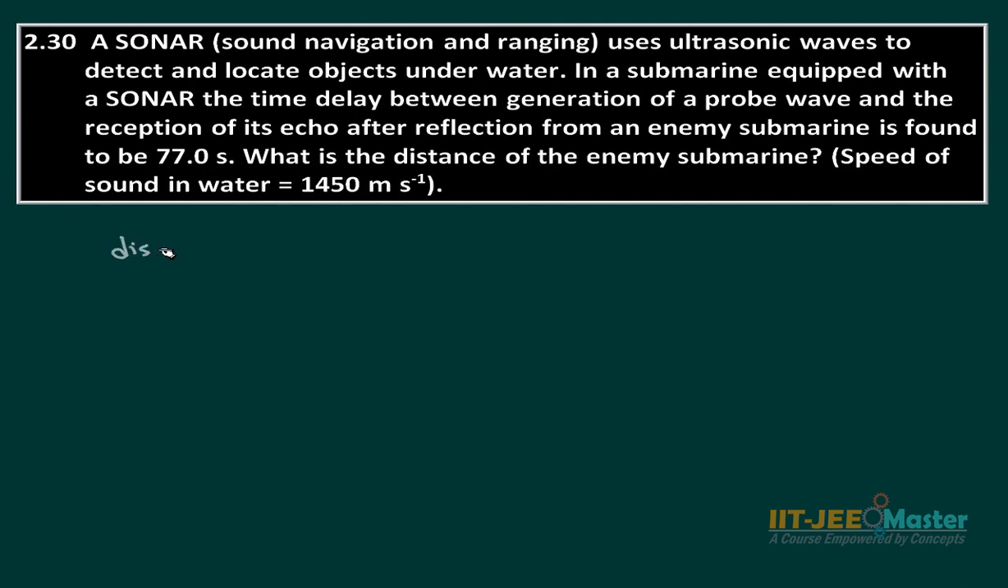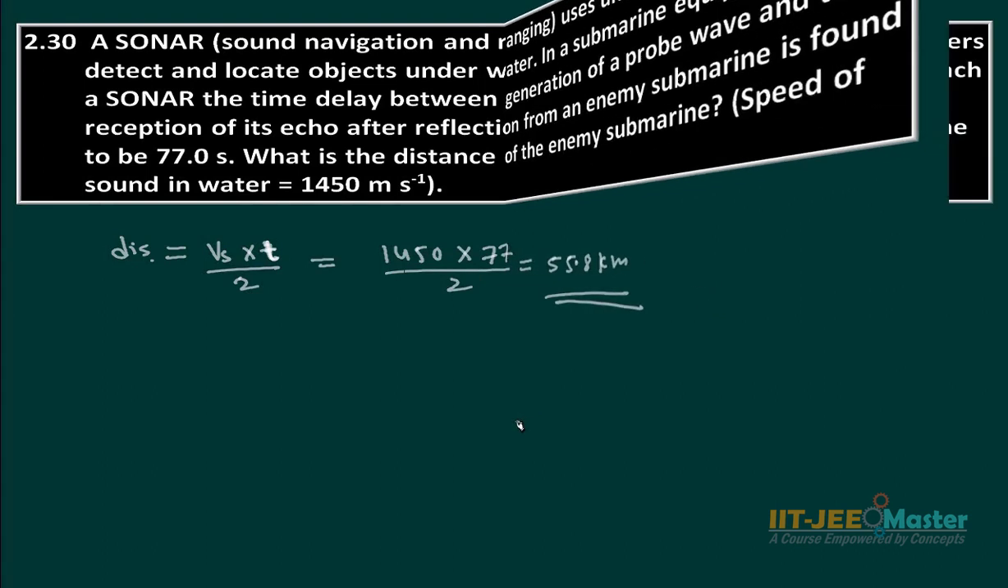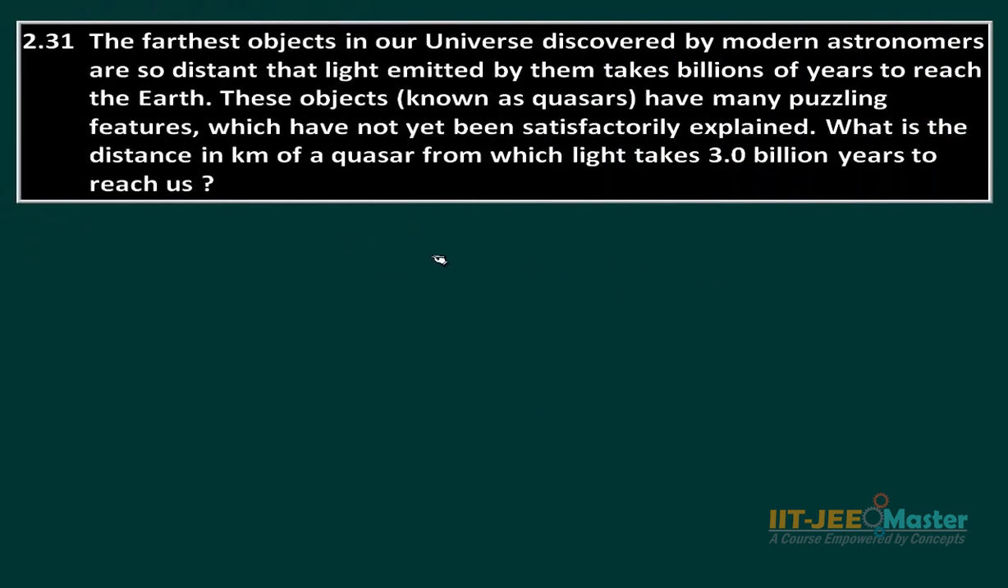Here again, the distance will be simply speed of sound into time taken divided by 2, because it is the time taken in the two-way journey of the sound. So it will be 1450 into 77 divided by 2, and it comes out to be 55.8 kilometer. Here we'll see another question.